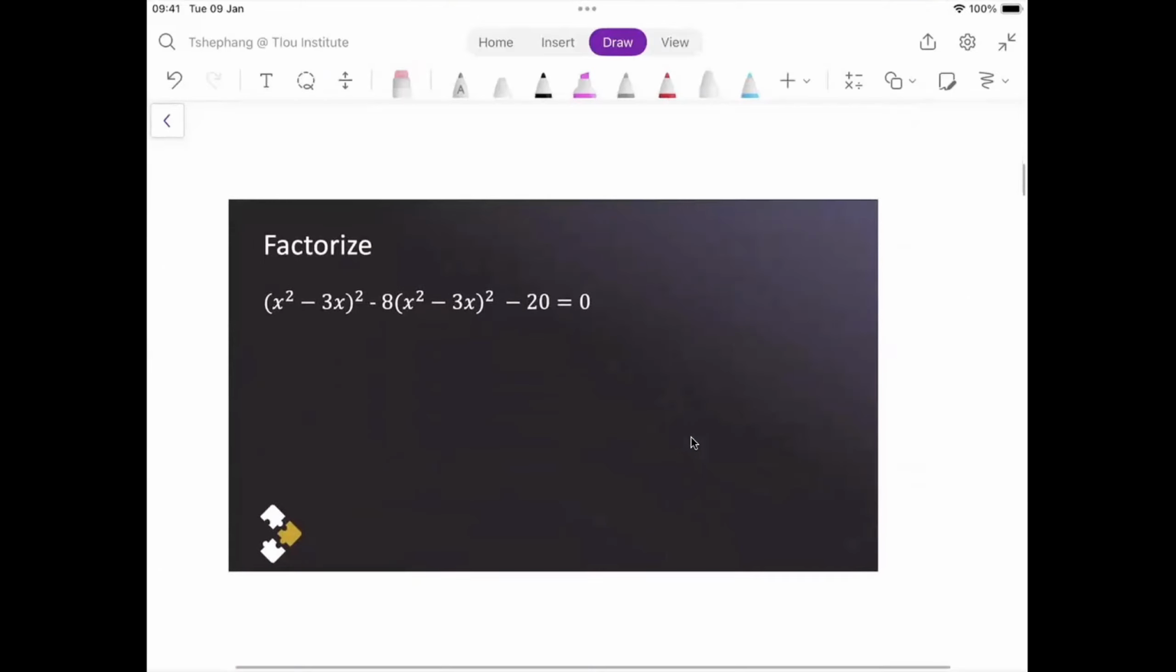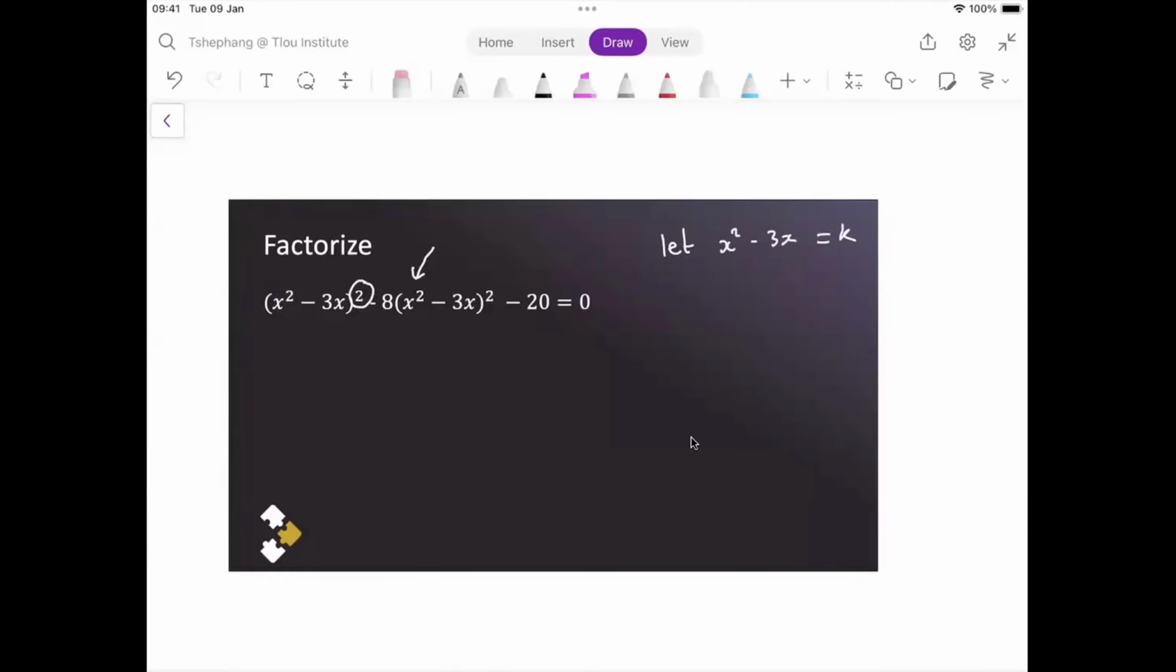Okay, now here's a different type of factorize that we need to look at. So this shouldn't be a problem at all. What do we have? We have power 2 and we have another power 2 in there. Right. What can we do here? Firstly, let's say let x to the power of 2 minus 3x is equal to something else. I'm going to say it's equal to k.